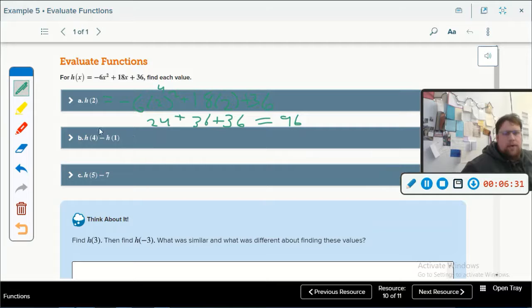Awesome. Now let's try this. I want you guys to give it a shot. This is kind of a tough one. I'll help you set it up. It's going to be h of 4 minus h of 1. So what's that going to be?